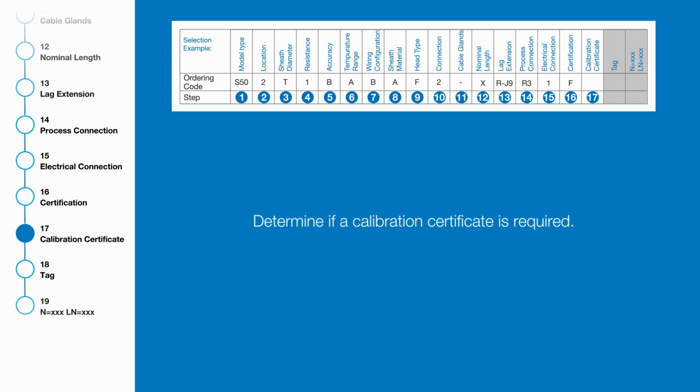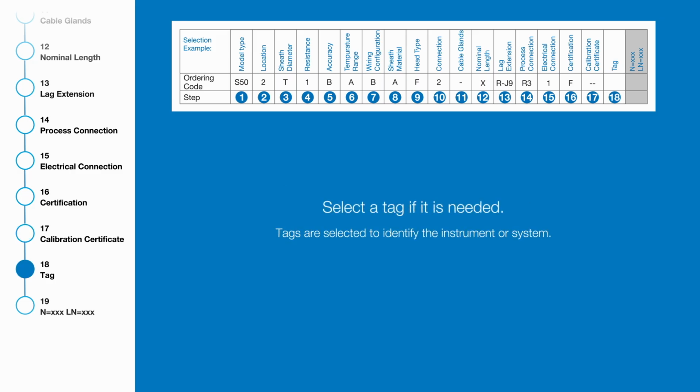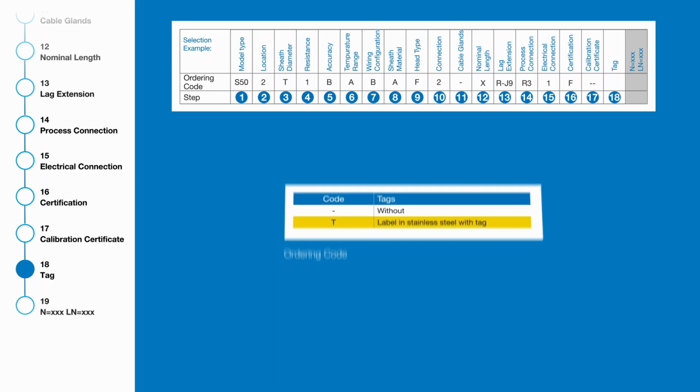The next section is for calibration certificate. This particular application did not require that, so we would put in 2 dashes in the code. However, many applications do require that. Next field is for the tag. And yes, this has a tag, so we're going to put a T in there.